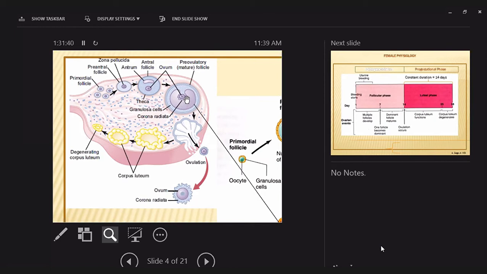And there is a layer of cells that surrounds the developing ovum. Upon ovulation, this is released outside, and this layer of cells is your corona radiata. Then a scar is left in the ovary. That is your corpus luteum. Later, the corpus luteum will regress and will degenerate. Okay?